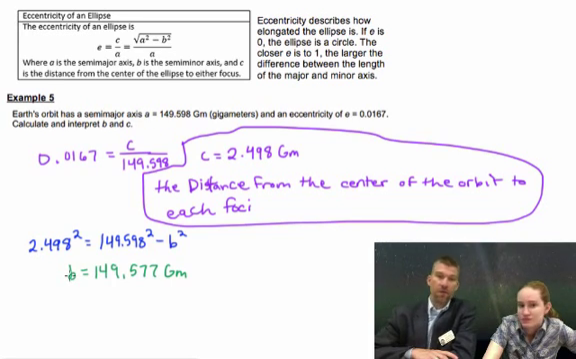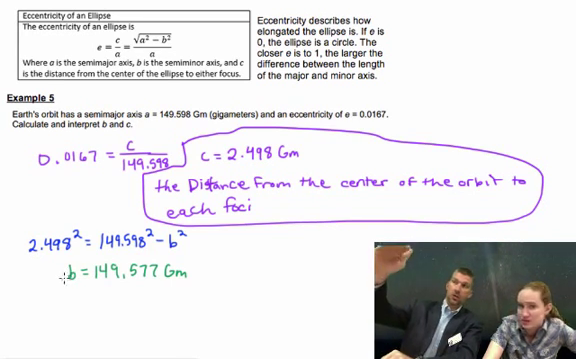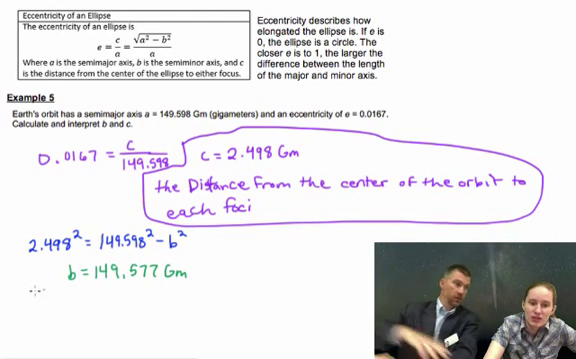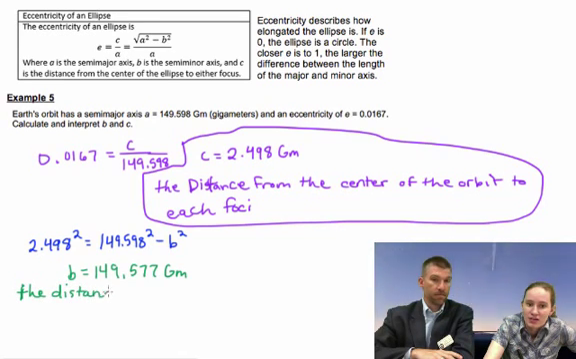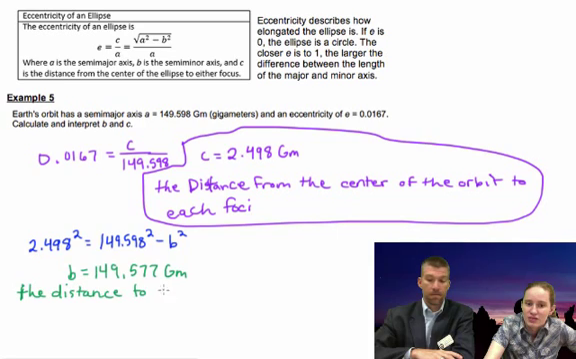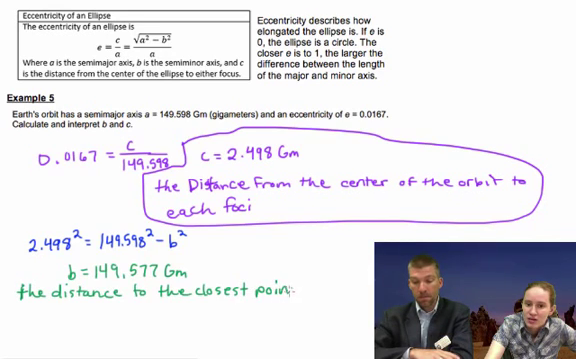B is how far from the center of the orbit we go to get to that edge, the upper or lower edge. Isn't it the distance to the closest point in the orbit? That's probably a good thing to say.